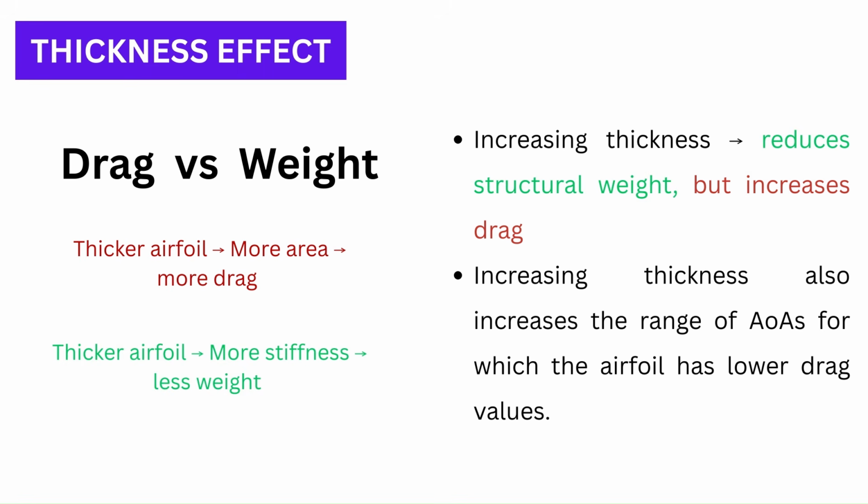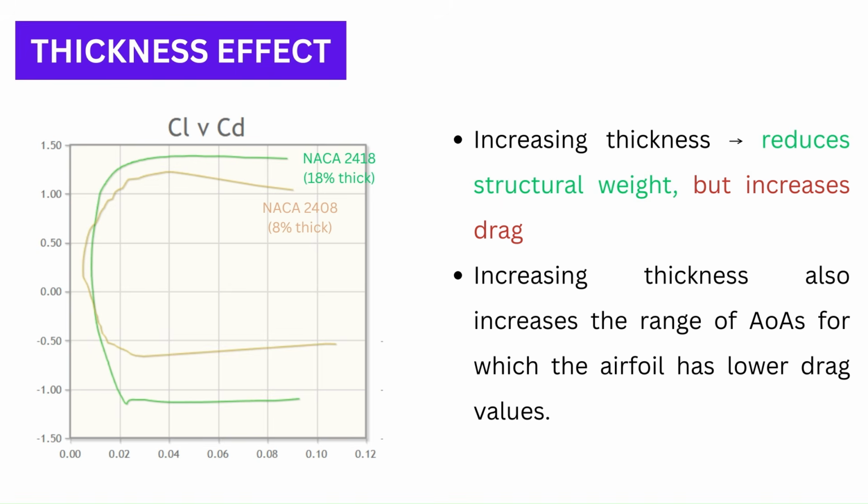Making the wing thicker reduces its structural weight and makes the airplane lighter. Increasing thickness can also increase parasite drag. So we need a wing that is as light as possible without having too much drag. In general, increasing the thickness increases the minimum drag coefficient. But this increase is relatively small as long as the thickness does not become so high that the flow separates.